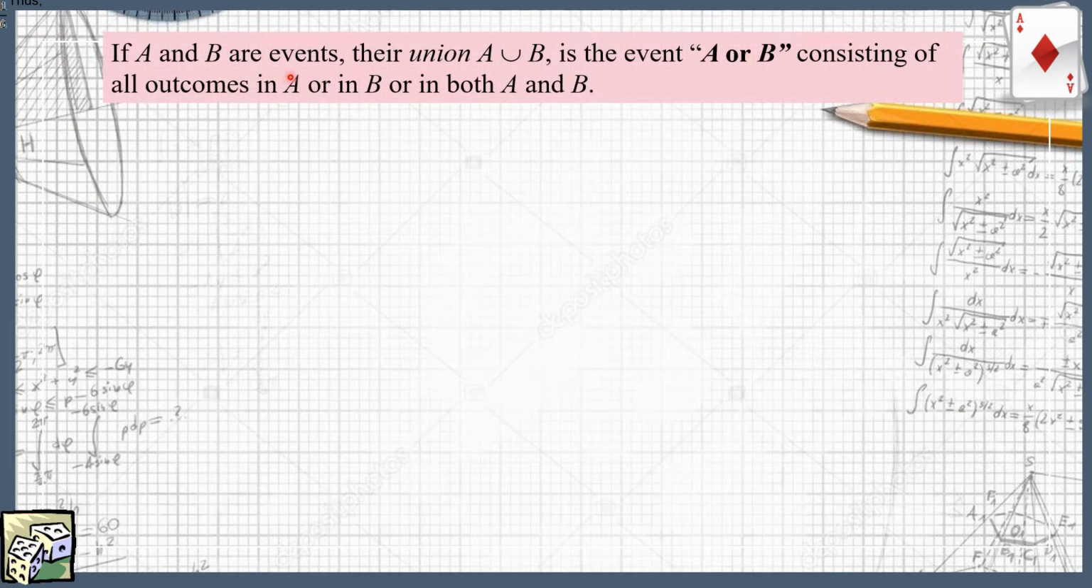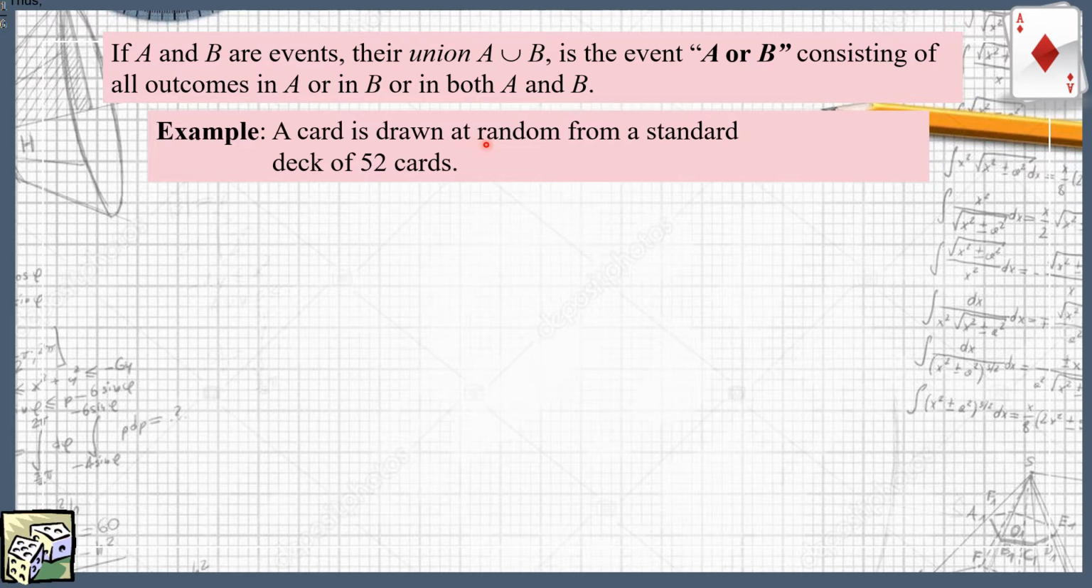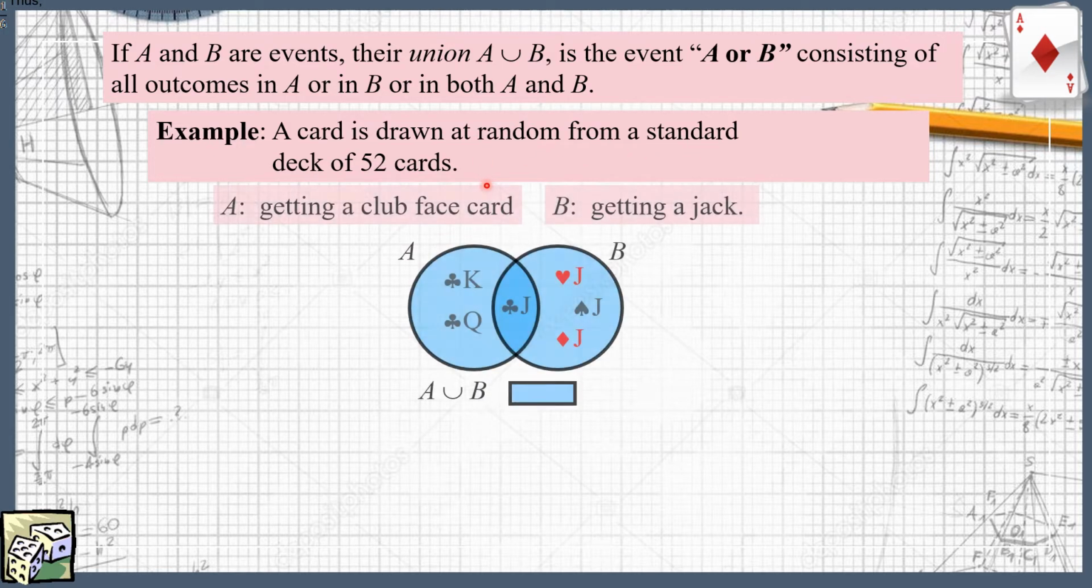Next, let's have a recall when we say A union B. So, A or B or A union B consists of all outcomes in A or in B or both A and B. So, when you see the word or, it means it is referring to union. So, example, a card is drawn at random from a standard deck of 52 cards. You need to get a club face card sa set A, sa set B naman getting a jack. So, kapag dinraw mo siya using Venn diagram, si set A and set B ay may intersection or may commonality which is yung jack of clubs.